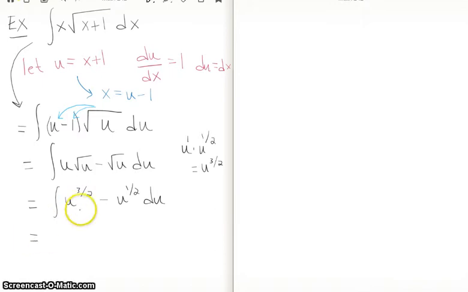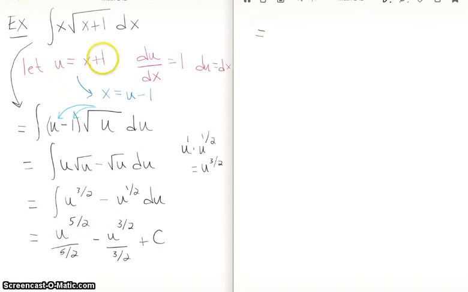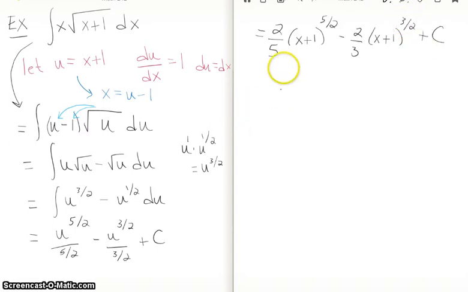Now we can do antiderivatives, because these are just powers of u. So this is u to the 3/2 plus 1, which is 5/2, over 5/2, minus u to the 1/2 plus 1, that's 3/2, over 3/2, plus c. We can finish up this problem by replacing those u's with x plus 1. And of course, if you want to flip the fractions, that's fine. So we would go 2/5 times x plus 1 to the 5/2 minus 2/3 times x plus 1 to the 3/2 plus c. And that's our final answer right there.